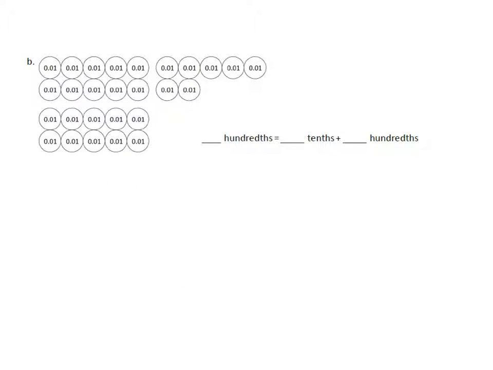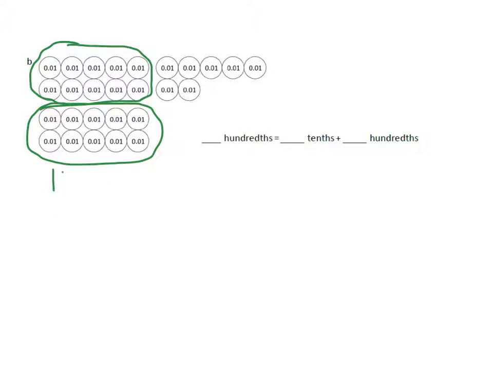Look at letter B. Let's count 10 hundredths and circle the group. Then count all of the hundredths. Pause the video while you work and replay when you are ready. So here is one group of 10 hundredths. Here is another group of 10 hundredths. So that means that's 10 plus 10 plus we have 5 plus 7 hundredths. So that means we have 27 hundredths.